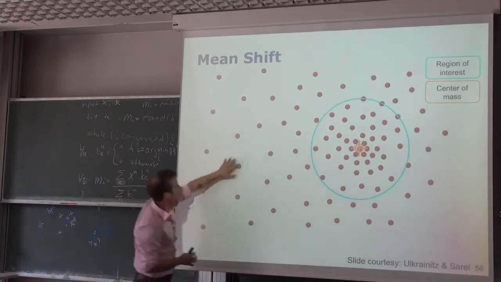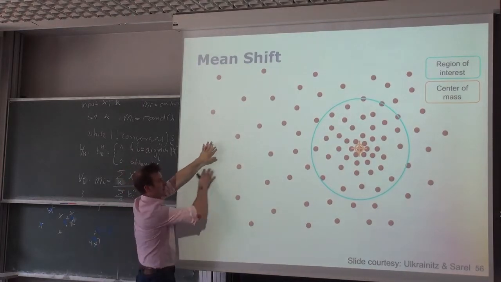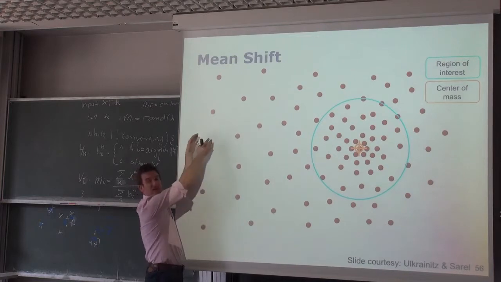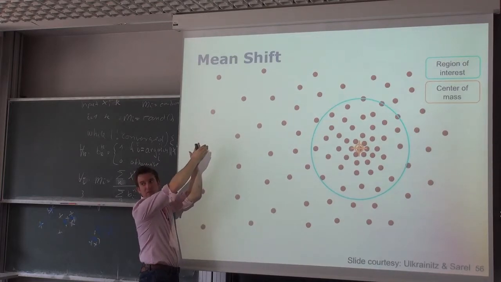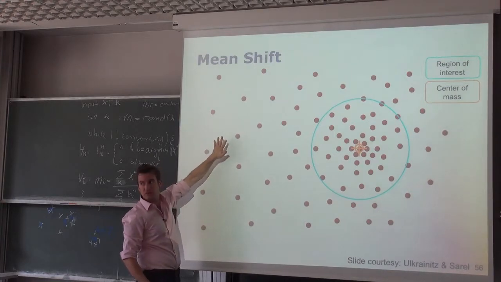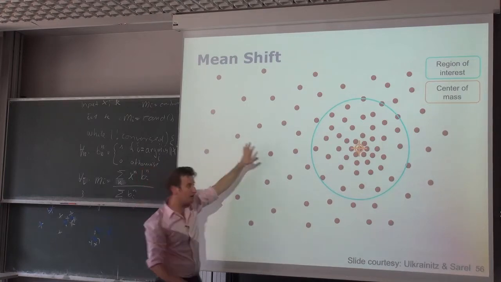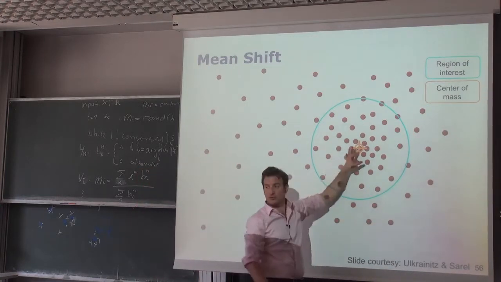If I had a second large number of points over here, whenever I start in this local area, I would be dragged to this mode. All the points which are dragged to this mode, which is not shown on the slide, this virtual mode, would be cluster number one, and all the other areas would correspond to cluster number two.